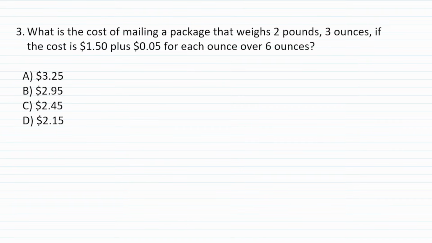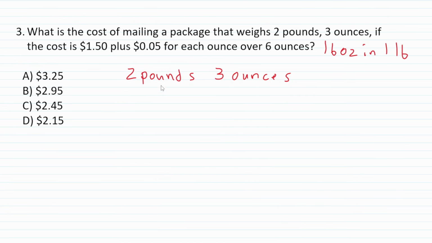This third problem says, what is the cost of mailing a package that weighs 2 pounds, 3 ounces if it costs $1.50 plus 5 cents for each ounce over 6 ounces? So the first thing we have to do for this problem is take our 2 pounds and 3 ounces and convert that to be in 1 unit. And for this one, I want to point this out. There are 16 ounces in 1 pound.